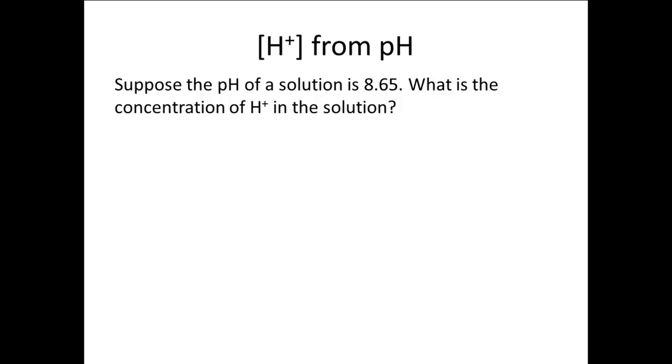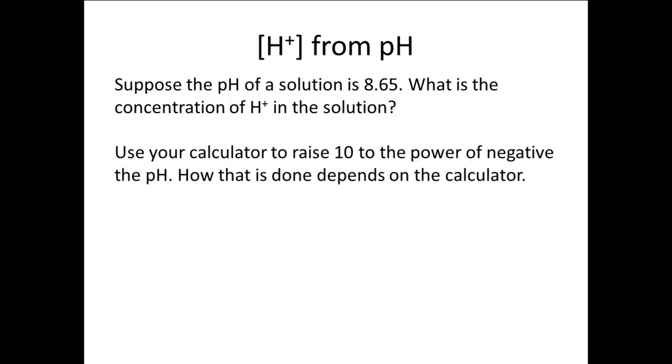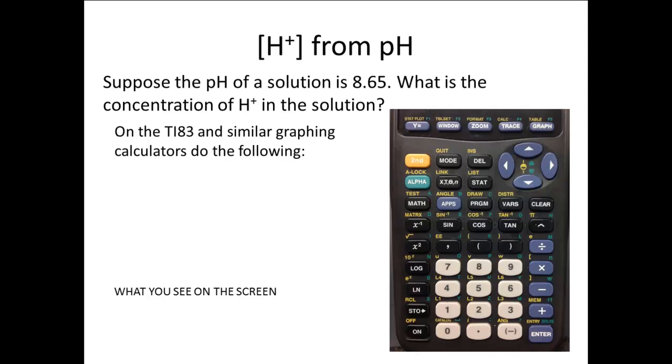If we want to find the concentration of hydrogen ions for a solution of pH 8.65, use your calculator to raise 10 to the power of negative the pH. How that is done depends on the calculator. Let's again look at the two types of calculators to see how this is done. On the TI-83, follow these steps.